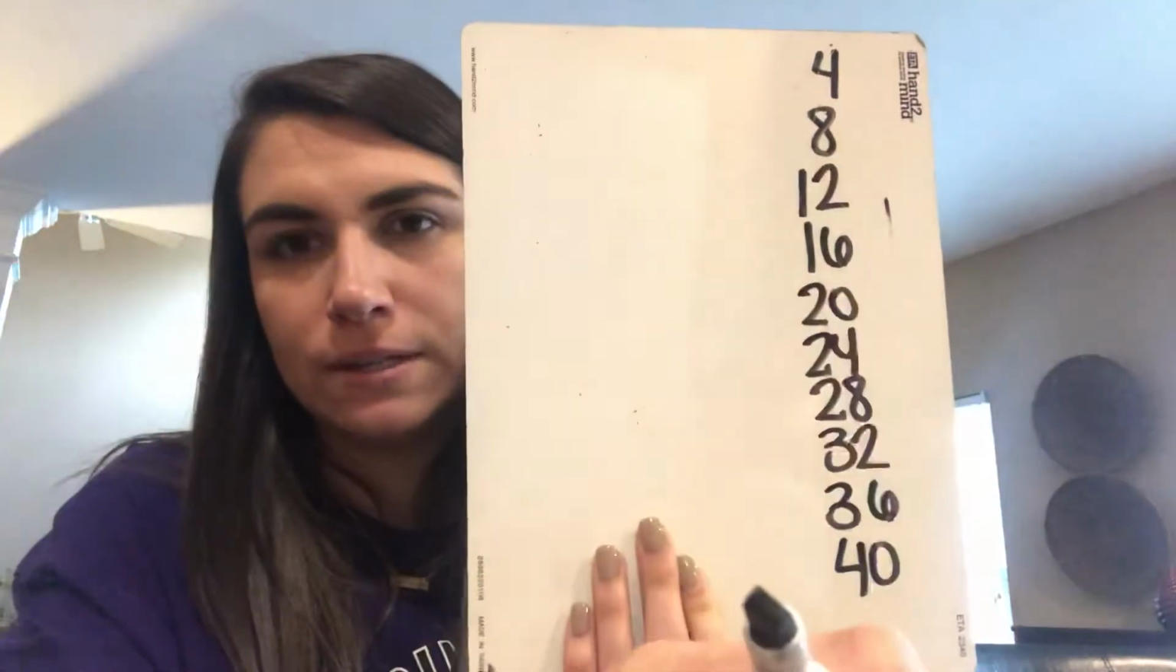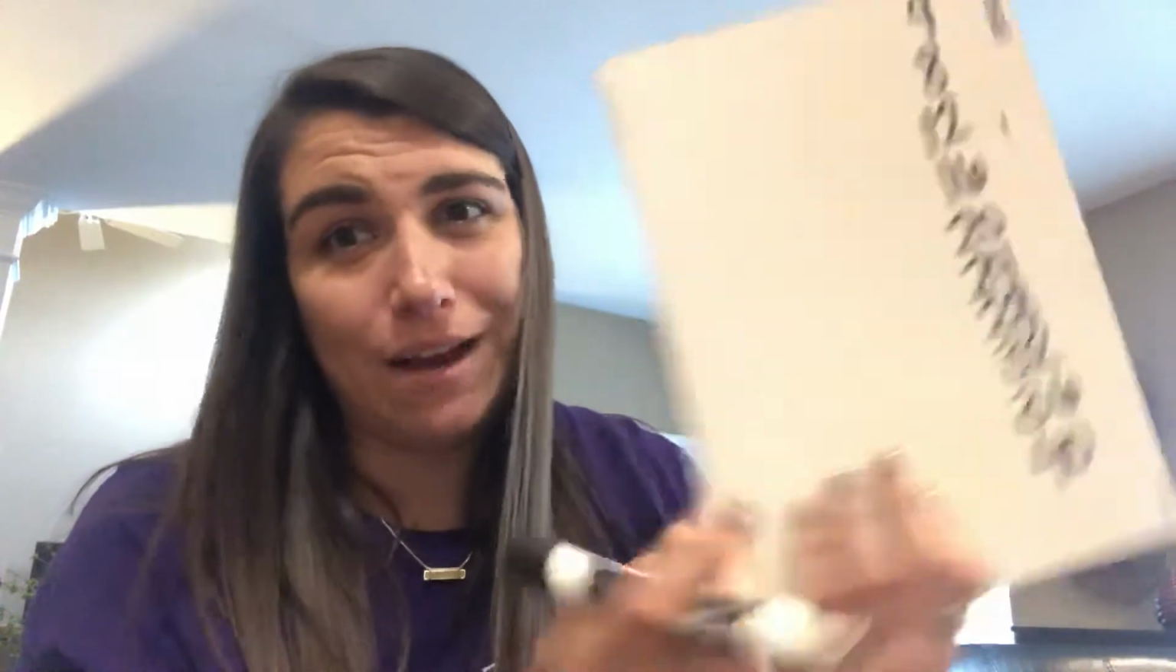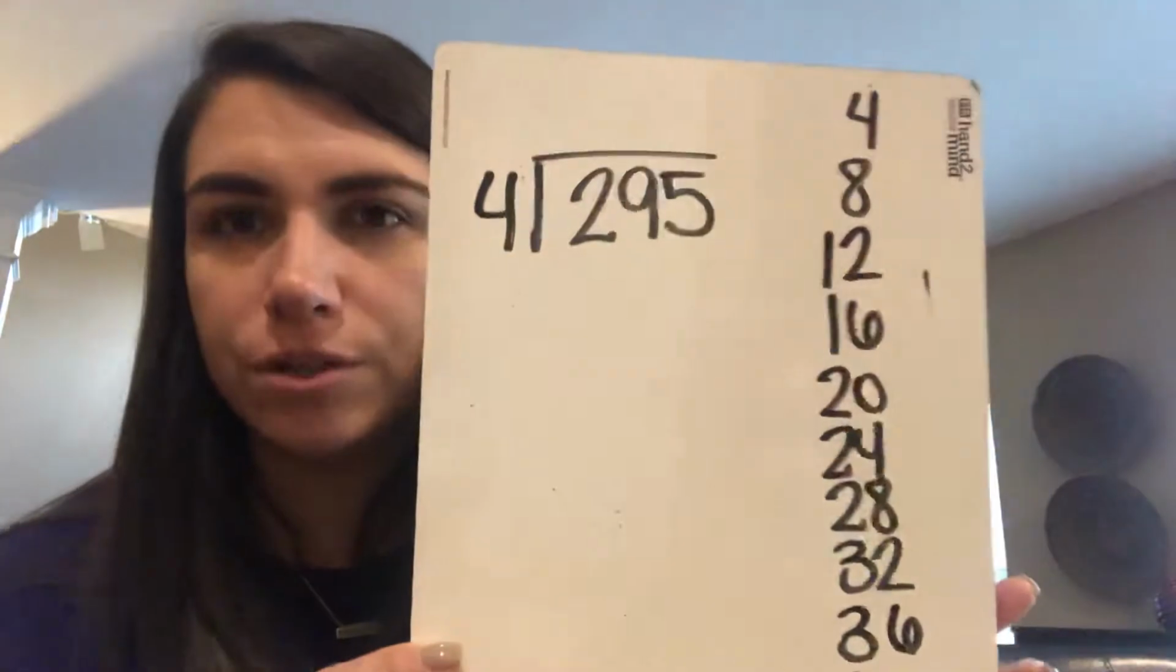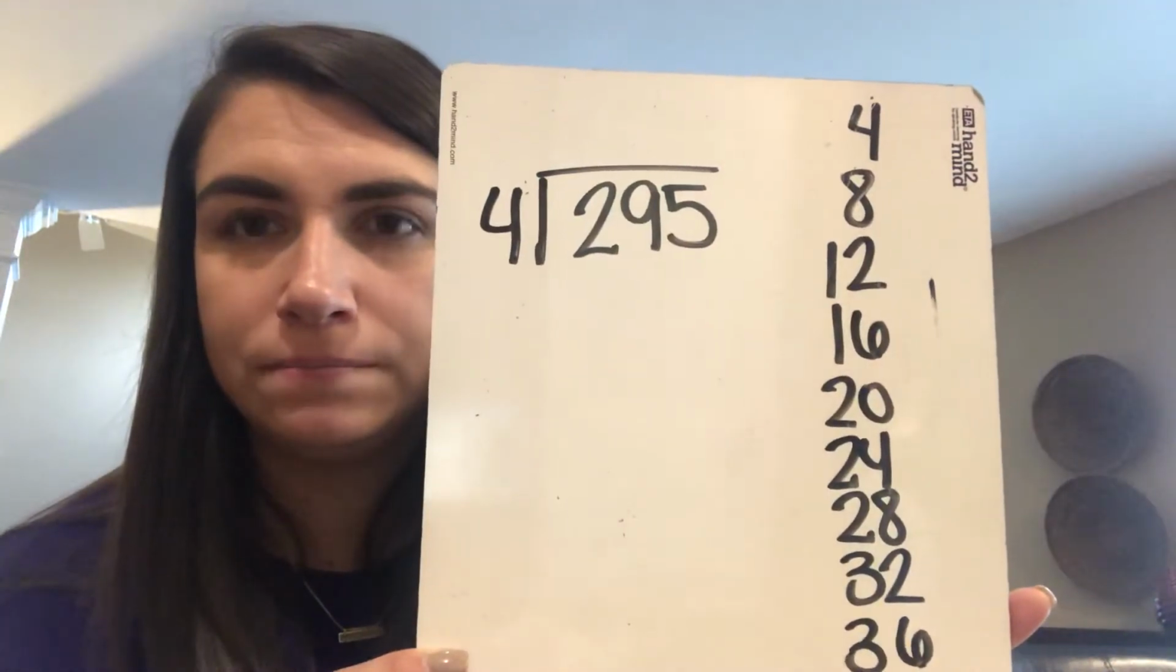Awesome. Moving right along. The next one is also divided by 4, so we don't have to skip count again. We already have it on our paper, so I'm just going to leave it on there. Again, if you know your 4s, you don't have to write all that out, but that's just in case we don't remember them. So the next one is 295 divided by 4.